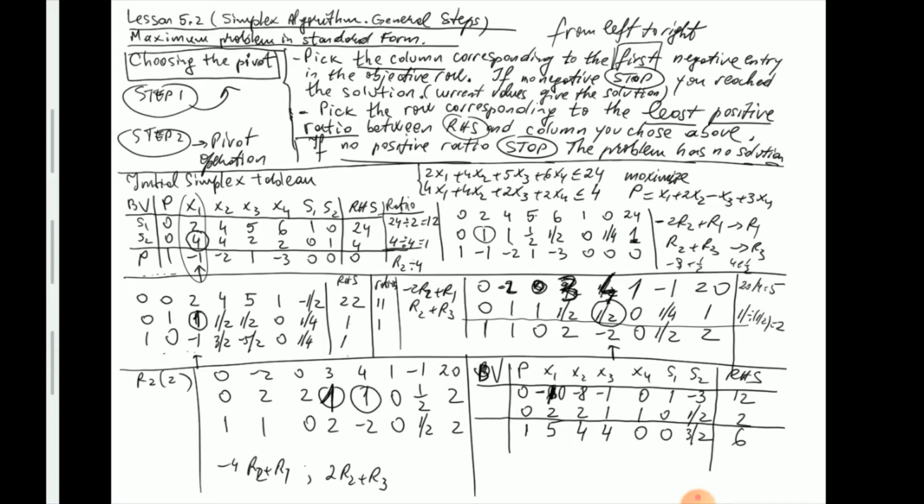All right, so no negative, that means the algorithm stops. And now you read the basic variables. The first basic variable is S1. The second basic variable is X4. And the last one is P. So X4 will be 2. And the other ones, because they are not basic variables, are 0. And P is 6. So the maximum is P equals 6, which is attained for X1, X2, X3 equals 0, and X4 equals 2.